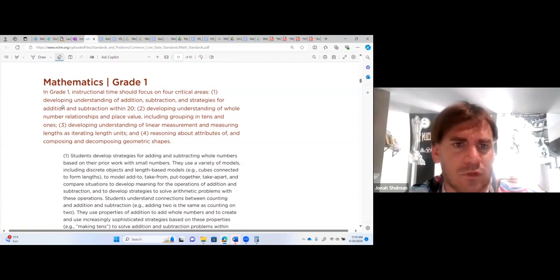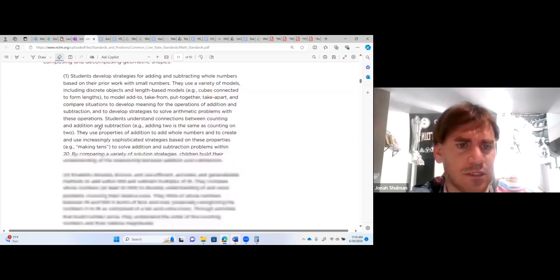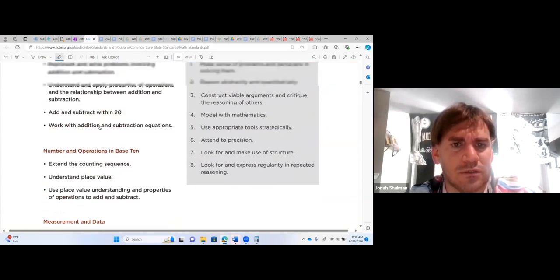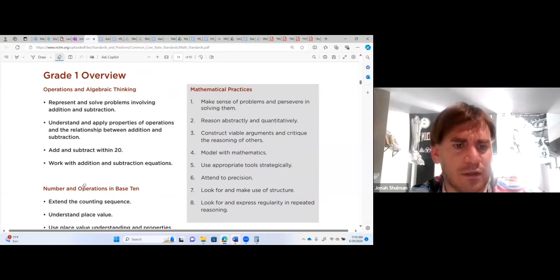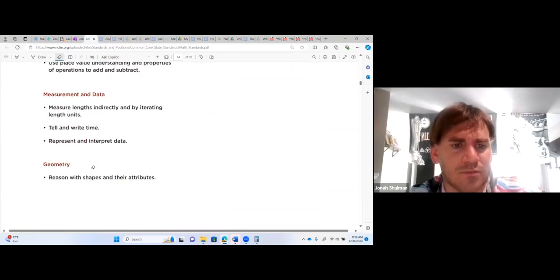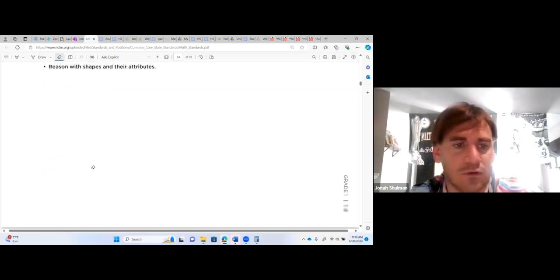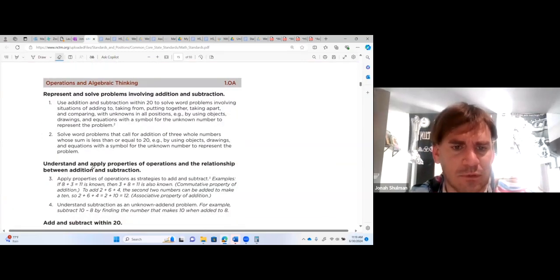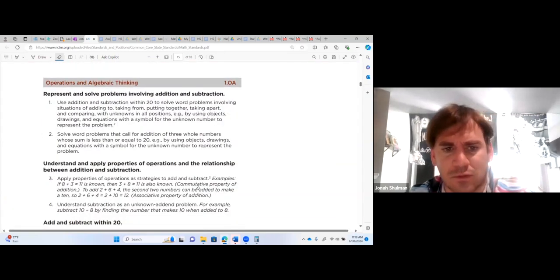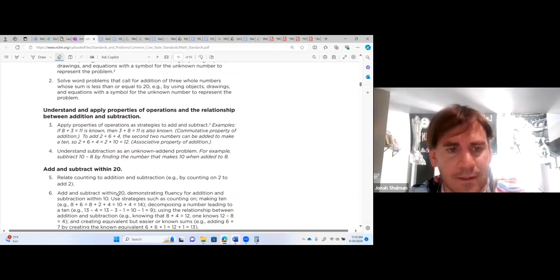And here's grade 1. Okay, so grade 1, we got 4 critical areas: addition, subtraction, whole number relationships, place value, developing understanding. And these are what the standards look like: algebraic, base 10, measurement, and geometry. So each one of these goes a little bit more in depth. And commutative properties, associative properties. So 8 plus 3 is the same as 3 plus 8. 2 plus 6 plus 4 is the same thing as 2 plus 10.